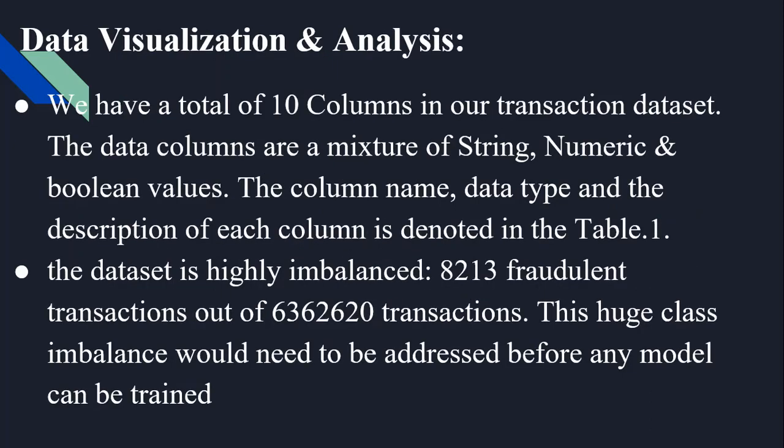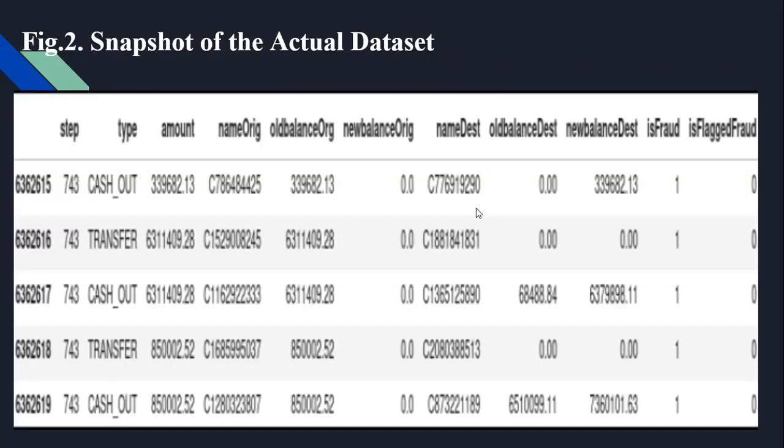Then coming to the data visualization and analysis. I have taken 10 columns in our transaction data set. The data set columns are a mixture of string, numerical, and Boolean values, like 0 and 1, where 0 means a true transaction and 1 means some fraud is happening. The column name, the data type, and the description of each column will be shown here.